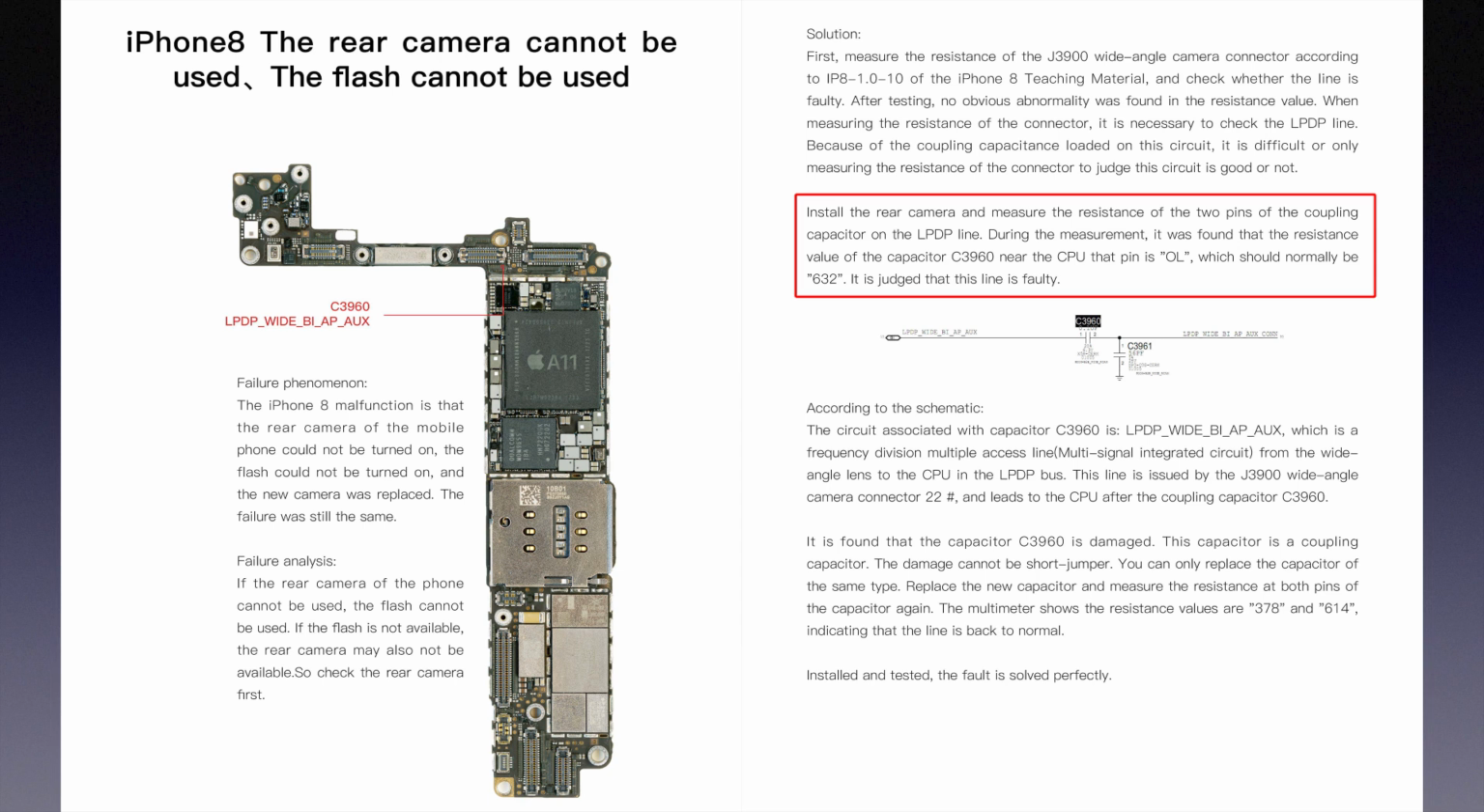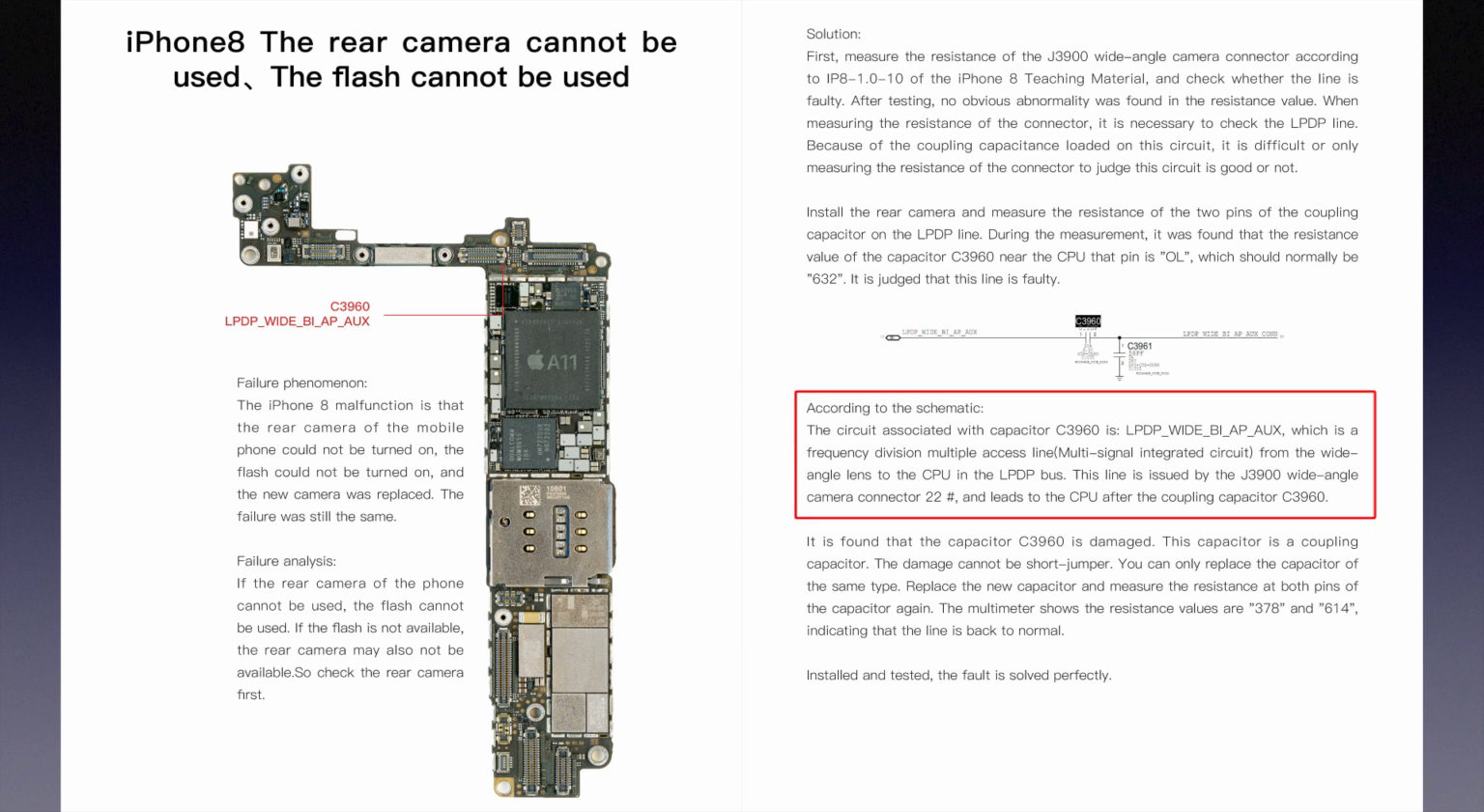During the measurement, it was found that the resistance value of the capacitor C3960 near the CPU pins is OL, which should normally be 632. It is judged that this line is faulty.